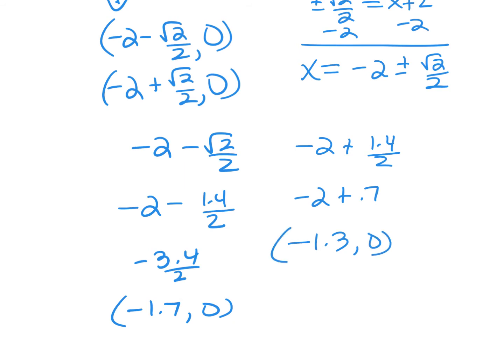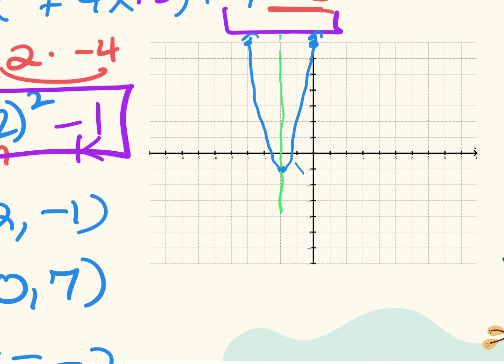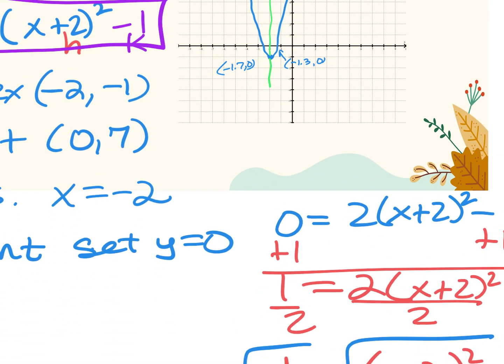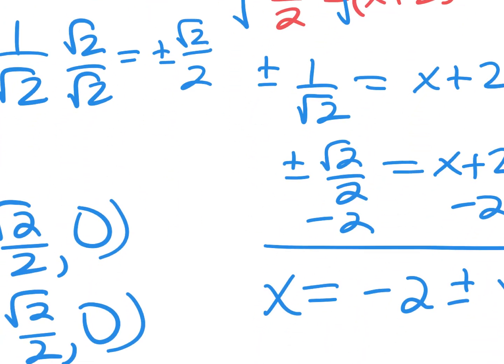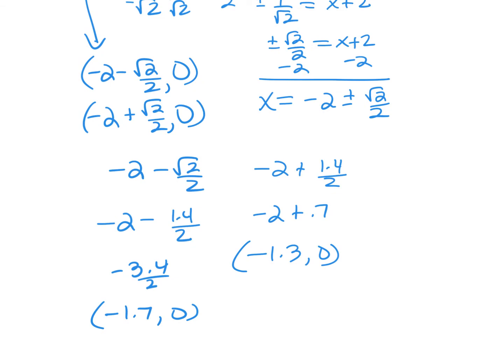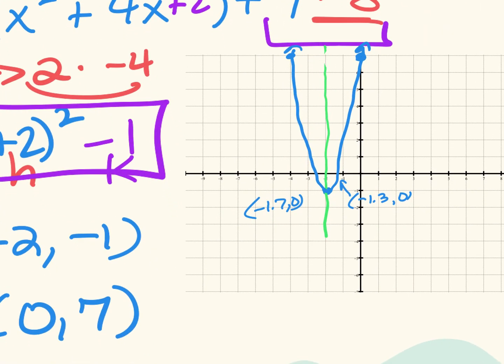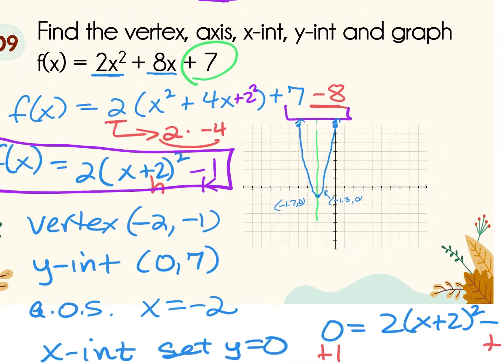And if you notice when I graph these, they were pretty close. This was about -1.3, comma 0. And then -1.7, comma 0. Or what was it, 2.7? What did I get? -1.7. So that is number 9.